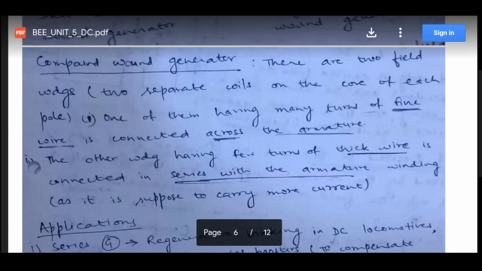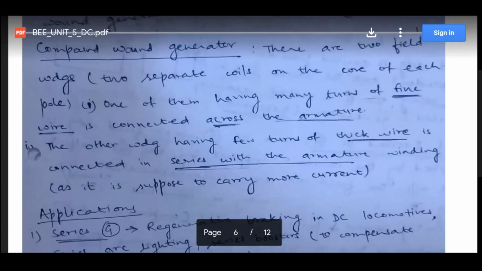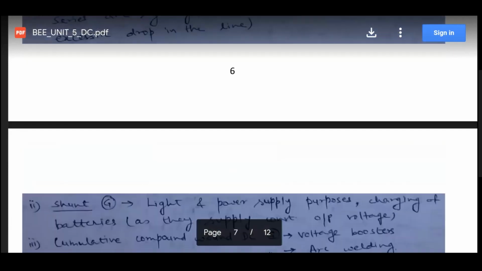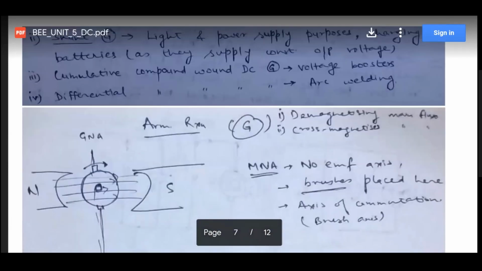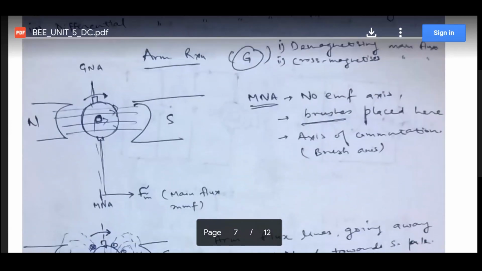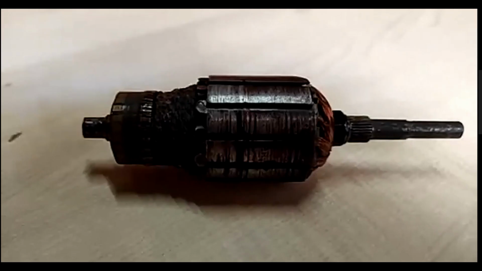So for the windings, when the amount of current to be passed is more, then we use thick wire. But if the per coil magnitude of current is less, then we use fine wires of many turns. Series generator and shunt generator applications I have already discussed in the first lecture of the DC machine.